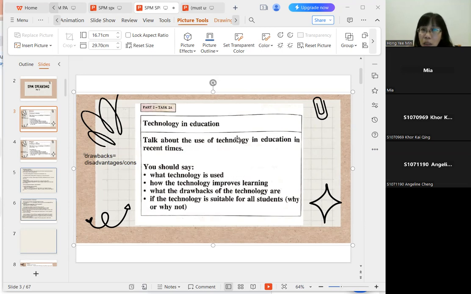What kind of technology in education is used, how this particular technology improves learning, what the drawbacks of the technology are, and if the technology is suitable for all students, why or why not. You can mention that technology can be soft applications, hard applications, or even the machine. It depends, because all these are considered technology. Okay, Ziming, are you following?